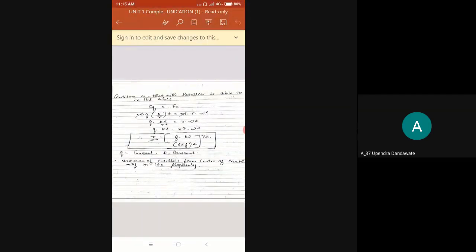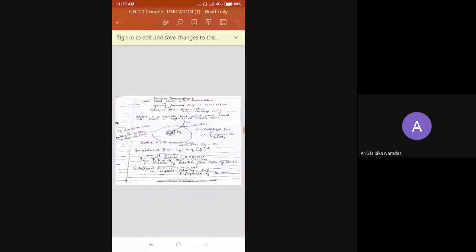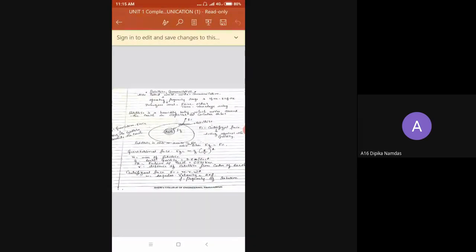Anyone unmute and tell me? Yes, sir. Okay. You have to remember these two equations and write them down. I'll give you 2 minutes. Just write this equation. This is very important.